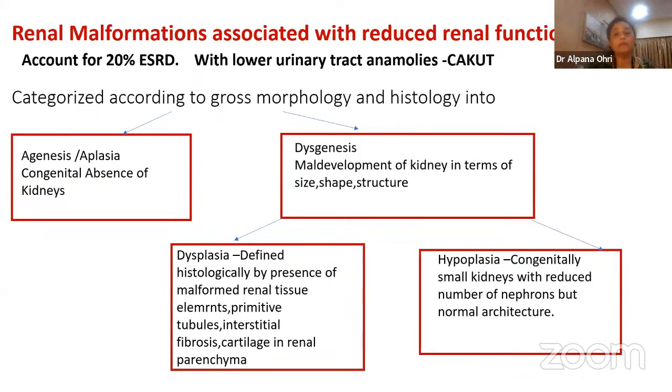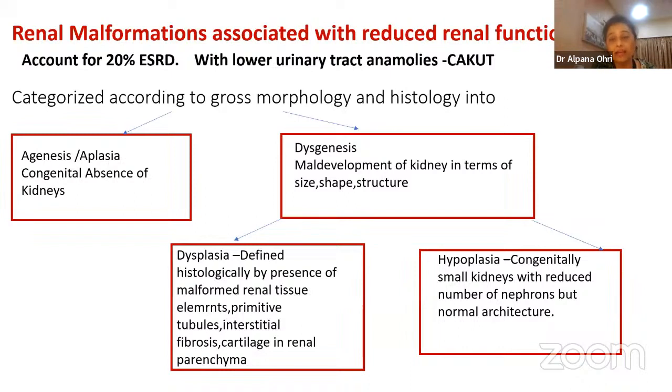Now, going on to renal malformations. Renal malformations associated with reduced renal functioning mass are responsible for about 20% of cases of end-stage renal disease, and along with lower urinary tract anomalies are called CAKUT.